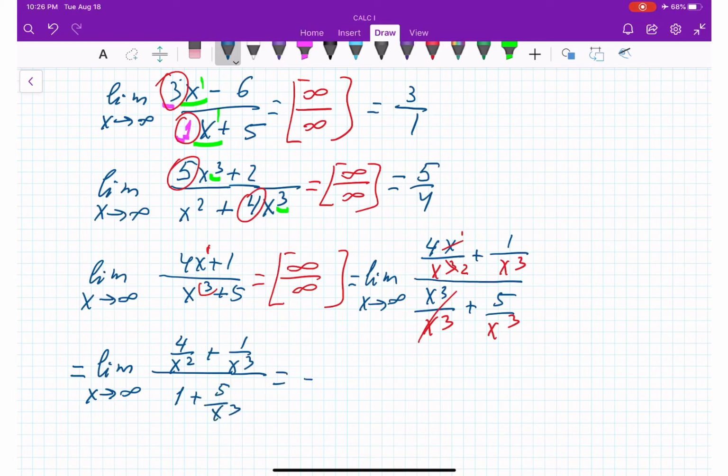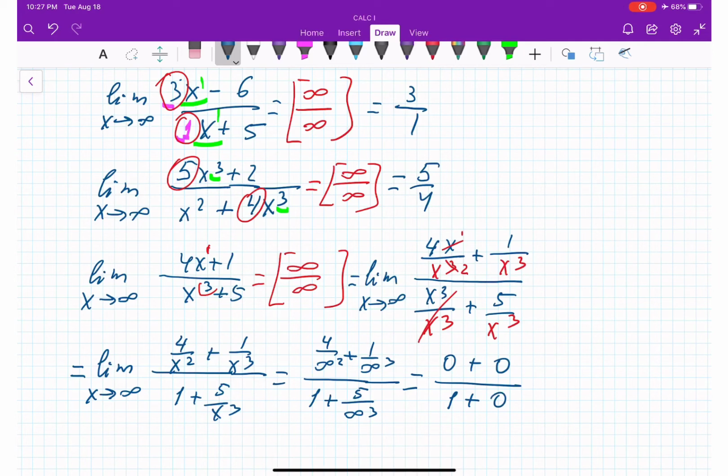So what do we get? I get 4 over infinity plus 1 over infinity cubed, over infinity squared. At the bottom I get 1 plus 5 over infinity cubed. So the result is 4 over infinity, which is 0. 1 over infinity cubed is also 0. Here I have 1 plus 5 over infinity cubed, which is 1 plus 0. So the answer is going to be 0 over 1. The answer is 0.